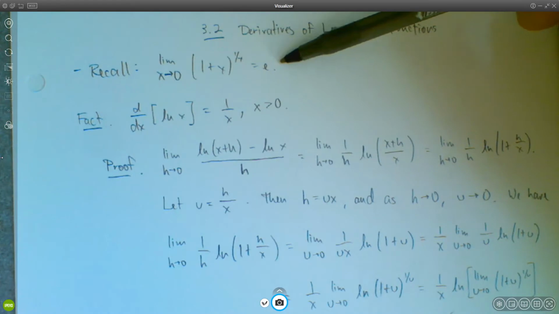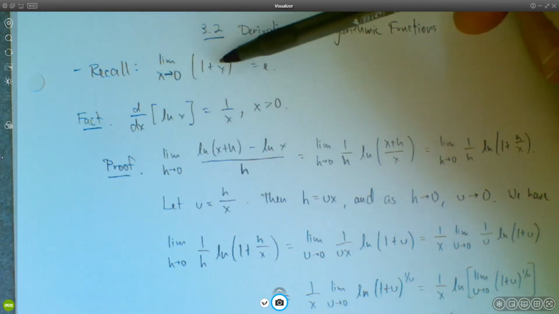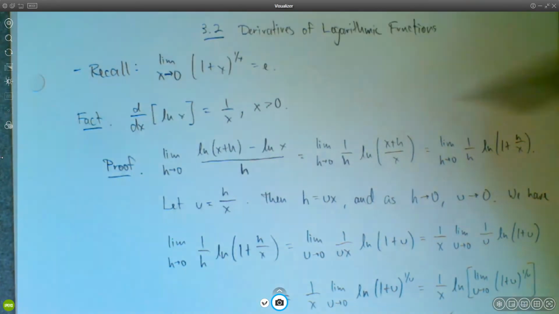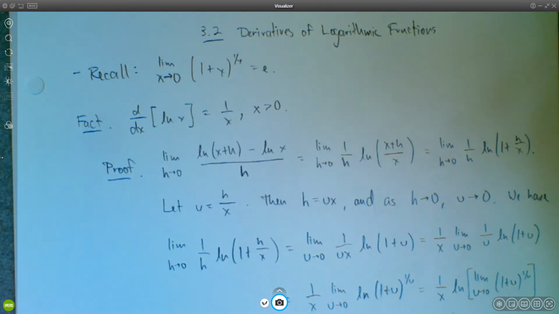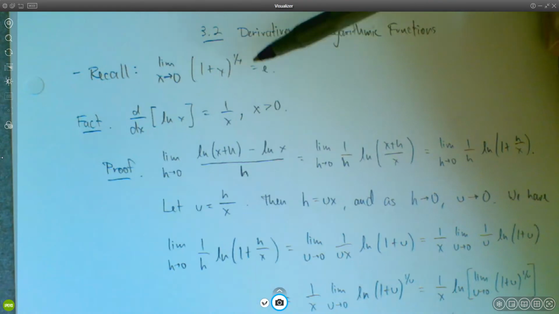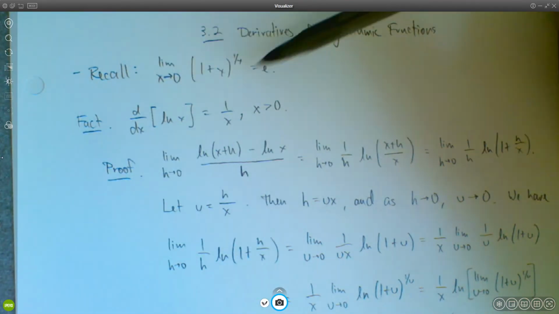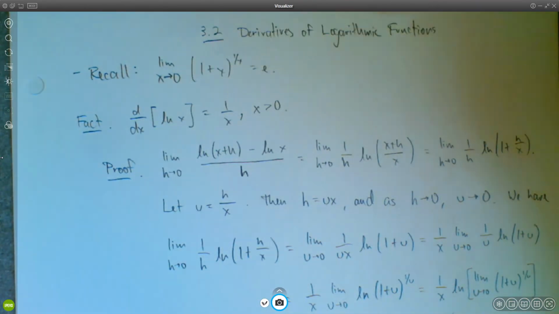we need to remind ourselves that the limit as x approaches 0 of (1 plus x) to the 1 over x is e. The number e, right, about 2.7. We actually gave a couple different limit definitions of the number e, and this was one of them.